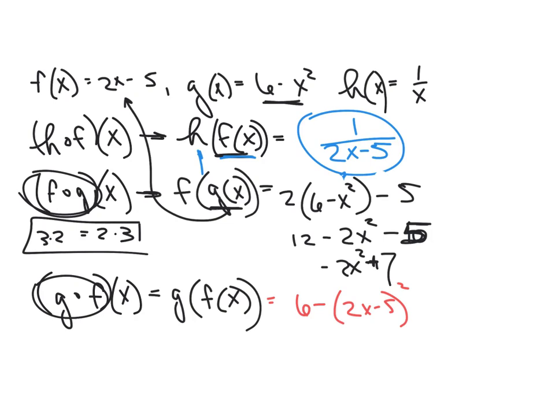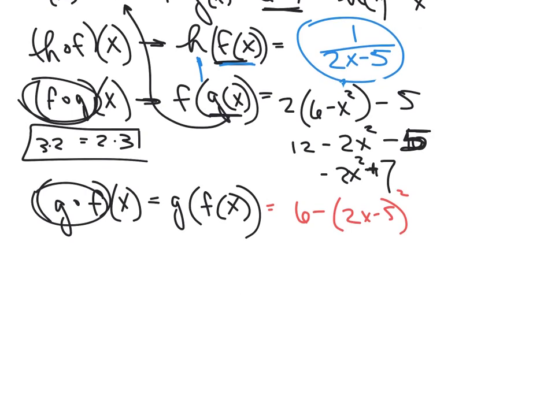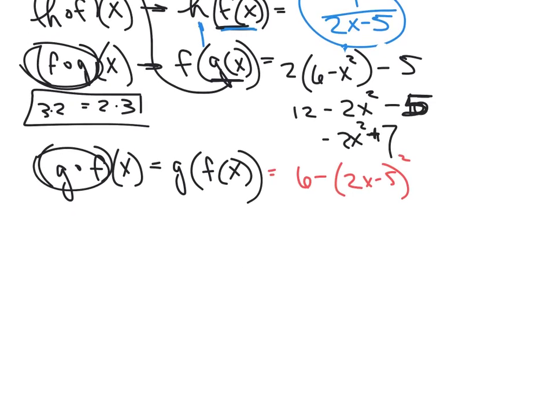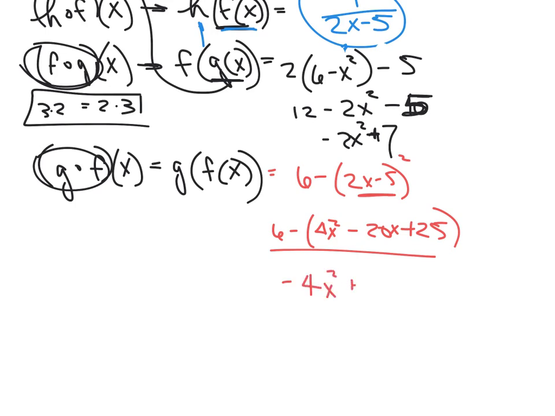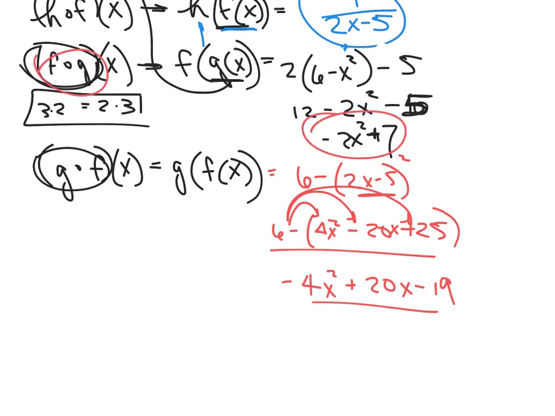And that is not going to be very pretty here, because we've got to square that. And then we combine our like terms here, and we end up with 4x squared plus 20x minus 19. Remember to distribute this negative all the way through there. And that's what you get, which is a ton different than what we got here for our f of g. Okay, so again, not really a lot of similarities there.